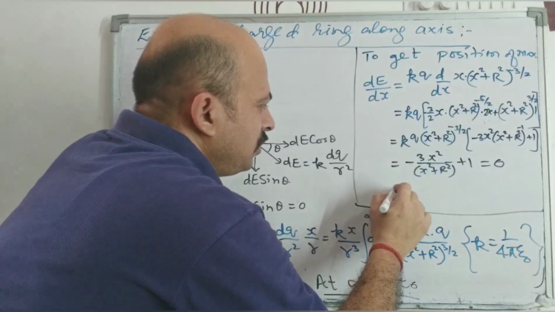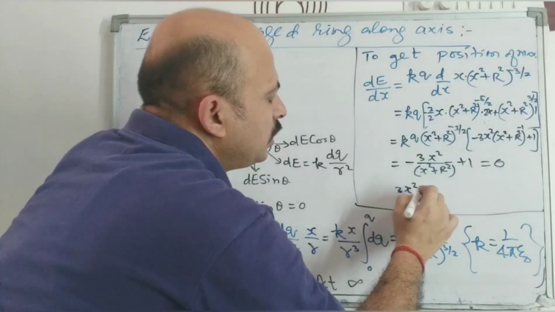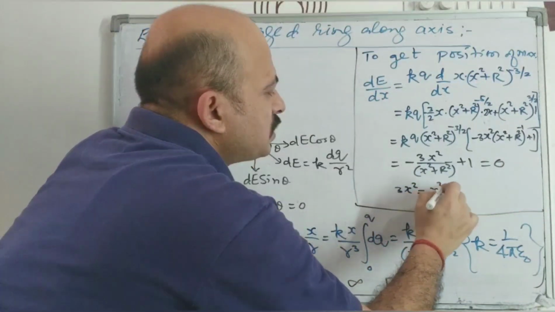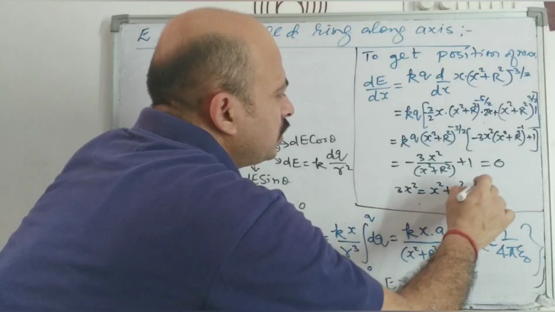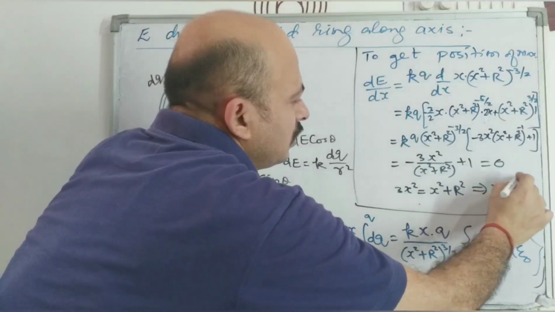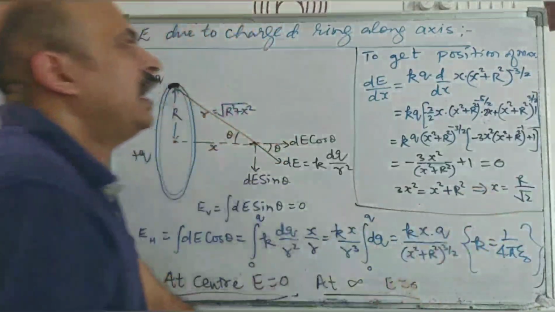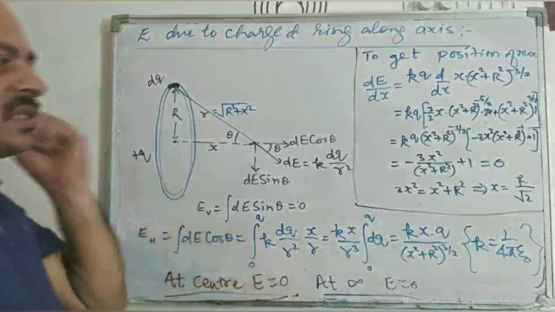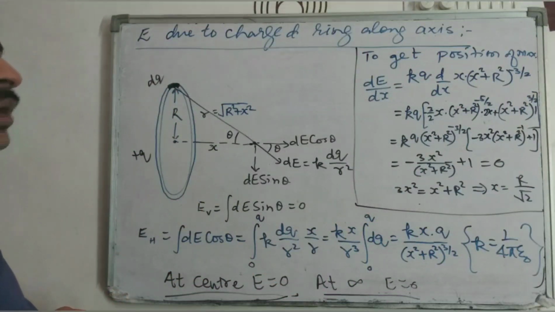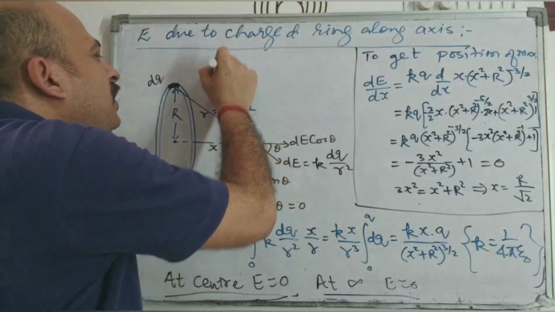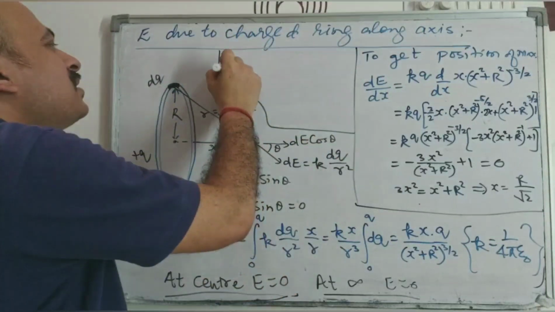Therefore, 3x square is equal to x square plus r square. Now x will be equal to r by root 2. That means there is a position x is equal to r by root 2 where you will get the maximum electric field. So what will be the maximum electric field now? E max.